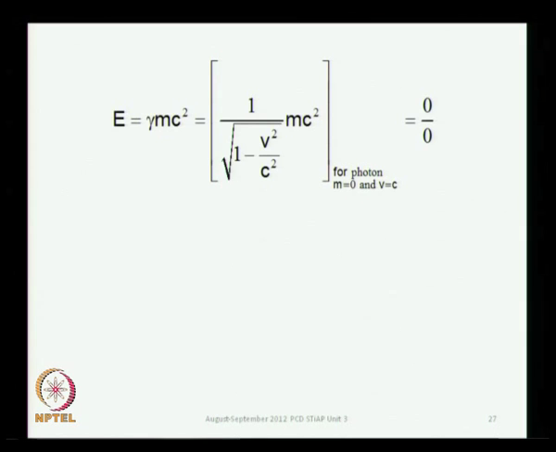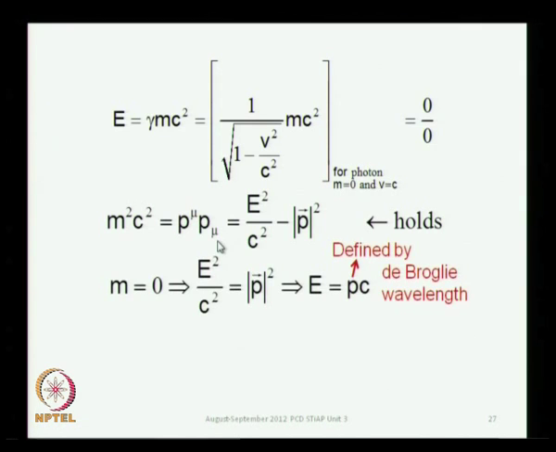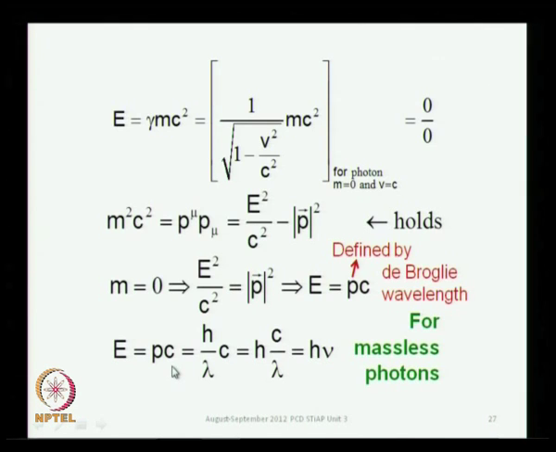So, if we were to apply this relationship to light, we would get an indeterminate quantity for the energy of the photon. But that is not a worry, because this relation that we got from the invariant scalar constructed from the 4 momentum, it still holds, with the difference that now we should allow m to be 0, no problem, but let us define the momentum using the de Broglie wave. Okay. Because if you used p using the de Broglie wavelength, you get E equal to p c, which is h c over lambda, which is h nu and then you do not have any problem defining the energy of a photon.